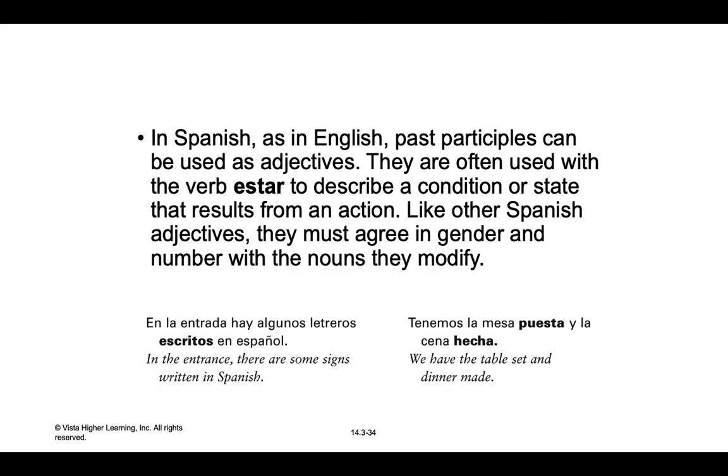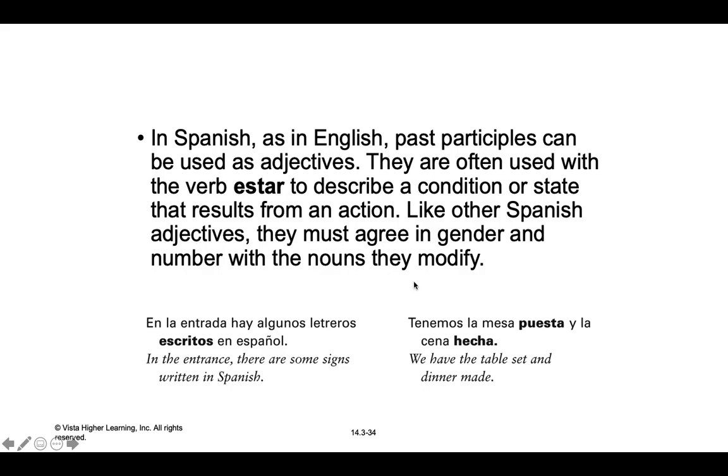En la entrada hay algunos letreros escritos en español. Tenemos la mesa puesta y la cena hecha. Okay, thank you.